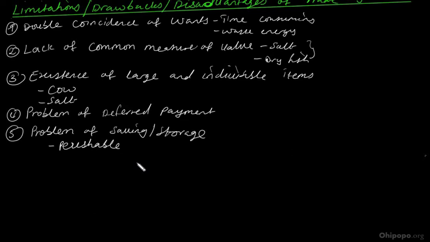Okay, the next that we're going to talk about is the sixth, the problem of portability. Why? Because during the barter system of trade, it was not possible to carry goods from one place to another because of what? Their bulkiness. They were very bulky, and this made exchange very difficult, especially when goods to be traded are what? Are bulky or landed items. So these are some of the limitations of trade by barter.